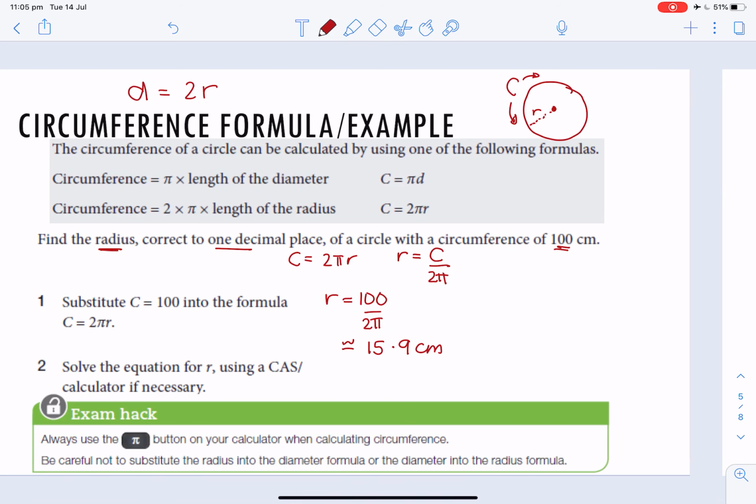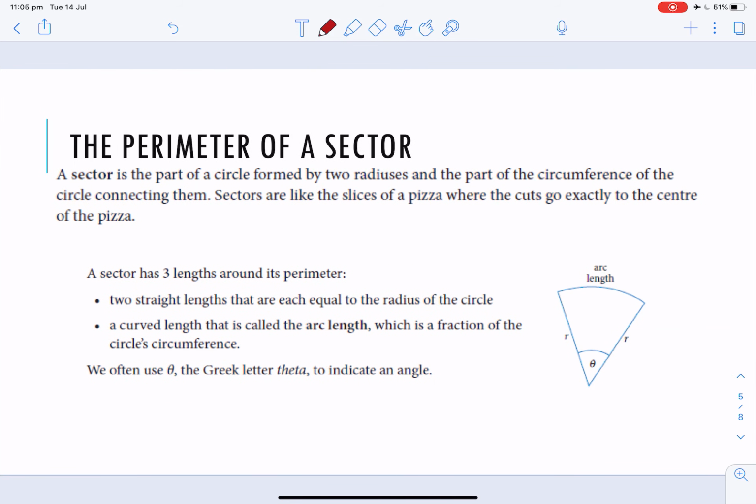All right, next slide. The perimeter of a sector. All right, so we have this pizza. We need to share this pizza between 8 people. I'm now going to take one slice and I'm going to put it over a side here. That's my piece of pizza there. This piece of pizza is called a sector. It's part of a whole, or part of a circle.